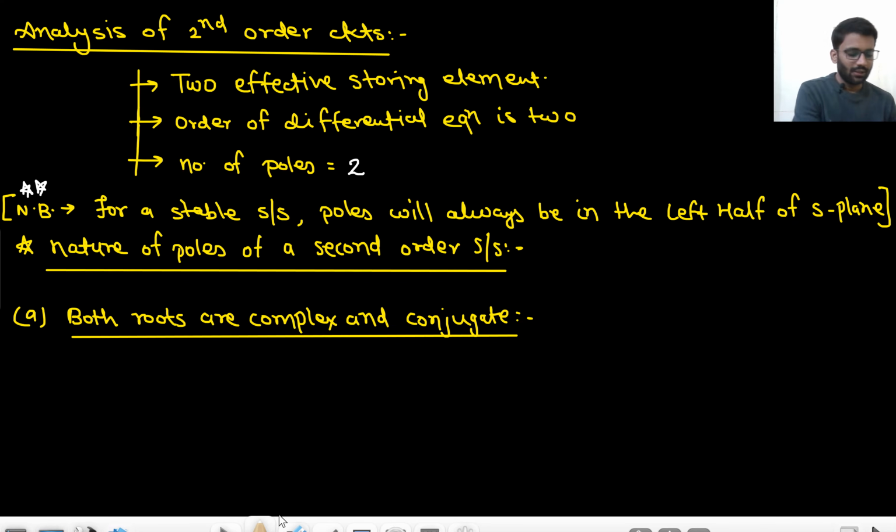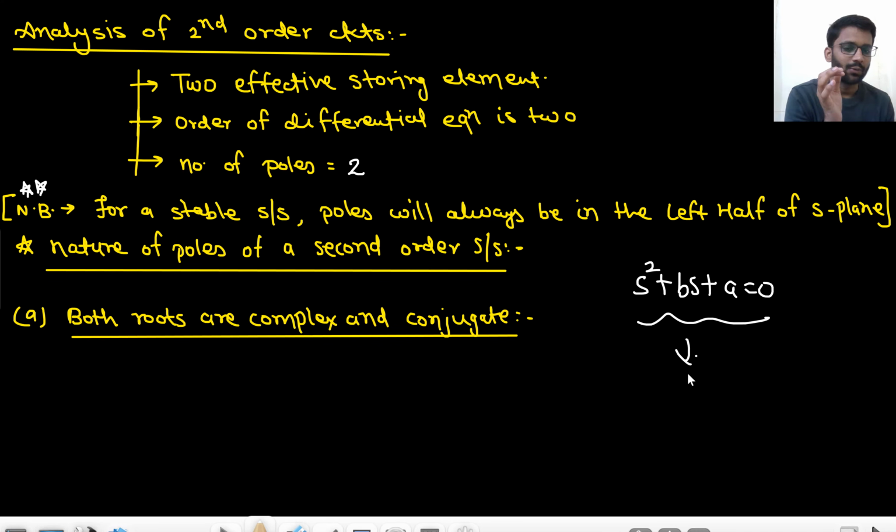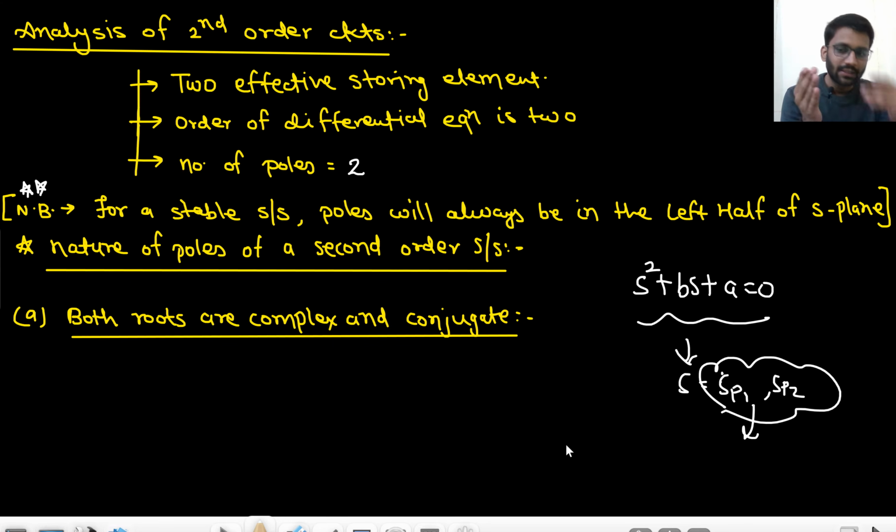Now in a second order circuit, what will the equation be? The equation will be something like this: S square plus B S plus A equals 0. So it will have two roots, right? One root S P1 and a second root S P2. Based on these roots, the system can be of different types. The first category I am taking is that both roots are complex and conjugate.